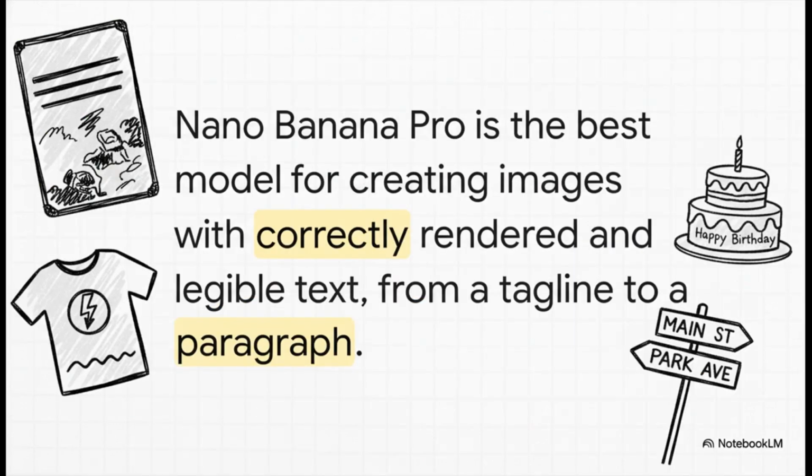Okay, another massive problem for AI image models has always been text. Trying to get legible, correctly spelled words to look natural in an image is so hard. Well, Nano Banana Pro is being called best in class for this. It can handle everything from a short tagline to whole paragraphs, and in multiple languages too.